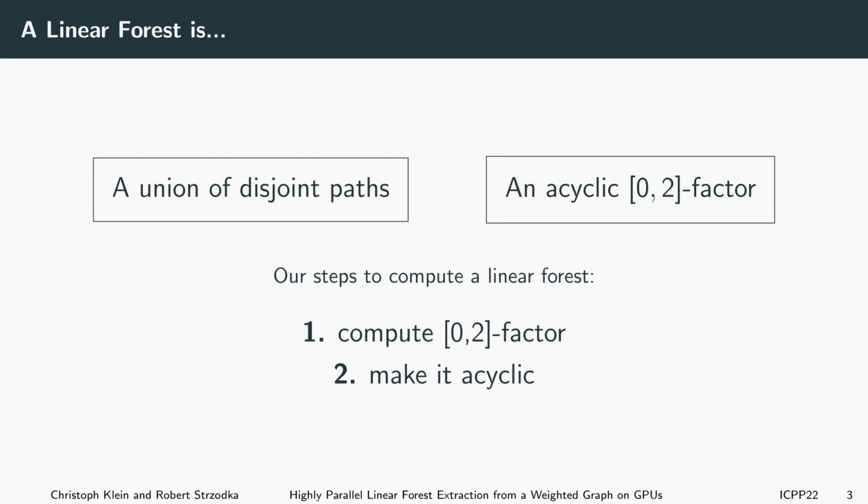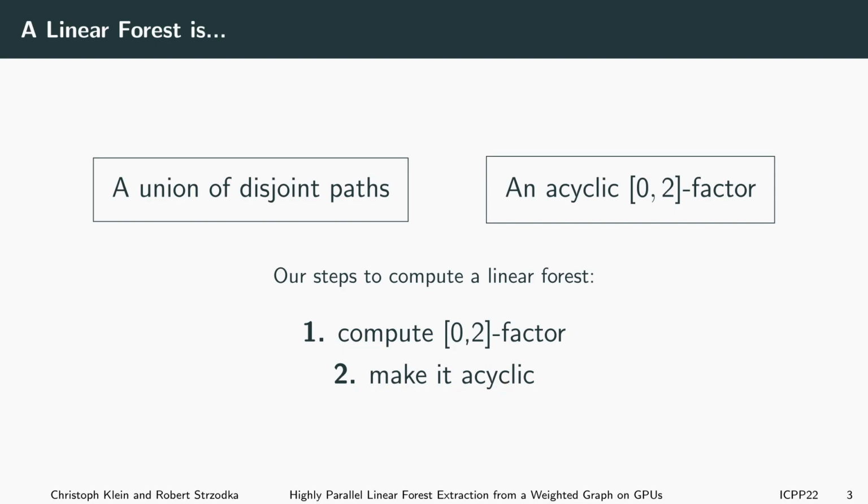So what is a linear forest? We see here two definitions. A linear forest can be a union of disjoint paths and also an acyclic 0-2 factor. And this definition is more relevant for this talk because we decompose the linear forest computation into two steps. At first we compute the 0-2 factor, and then we make it acyclic.